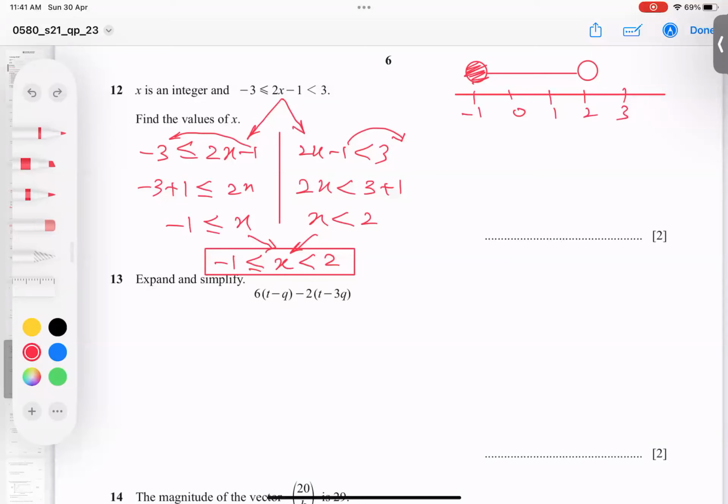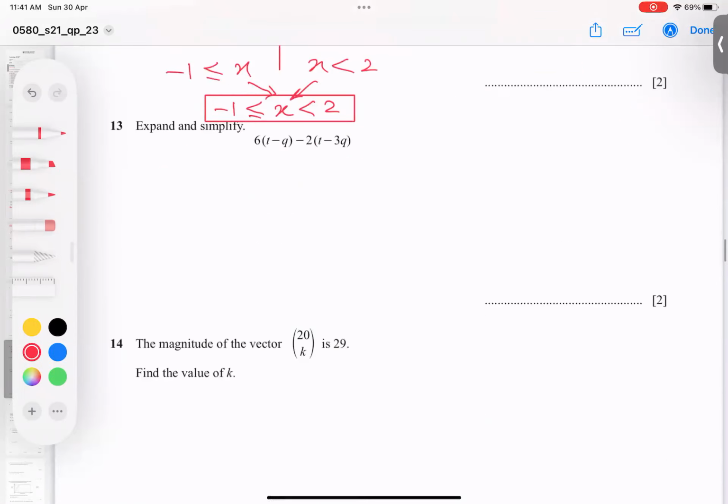And how many integers are coming? Make sure this is a part of the question. This one is not a part of the question because it is empty. Empty means not included. So the answers you have to write are -1, 0, and 1. I hope the idea is clear.